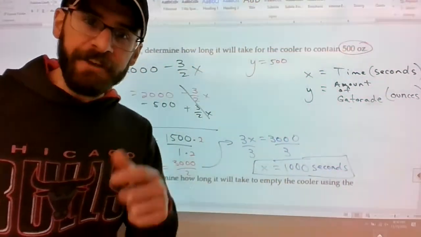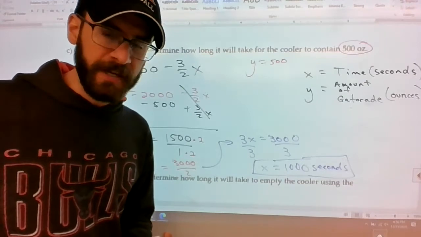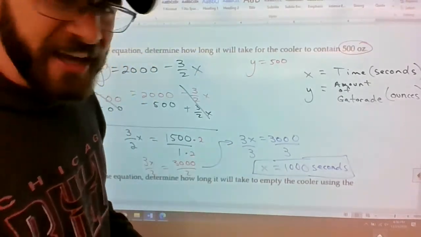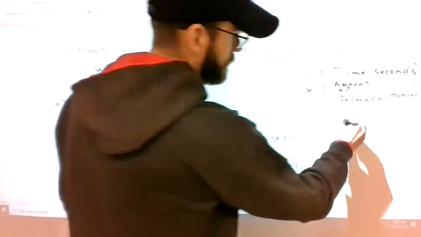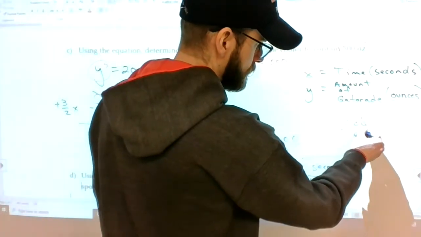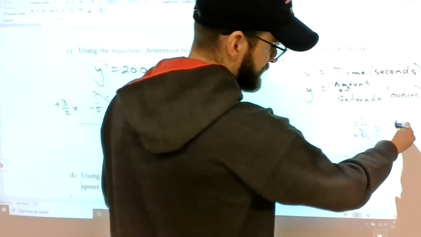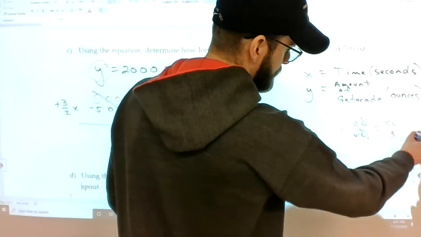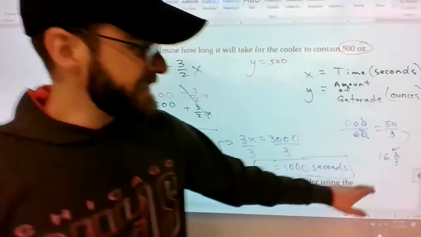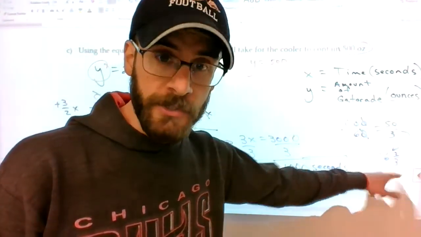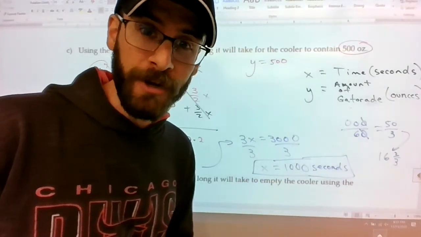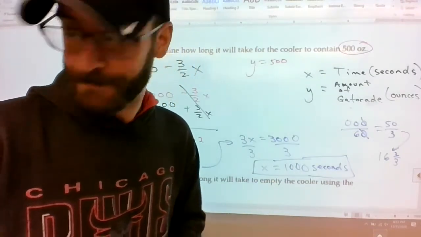By the way, if you wanted to turn that into minutes, because a lot of times people are like, how long is 1,000 seconds? What you do is you take 1,000 divided by 60. 100 divided by 6 is 50 over 3, which is about 16 2/3. So it's 16 2/3 minutes. So 16 minutes and 40 seconds. So yeah, this is a really big cooler of Gatorade, which is draining very slowly.